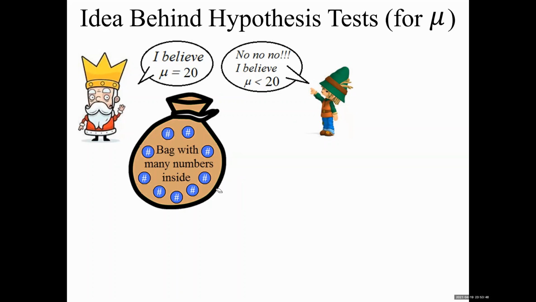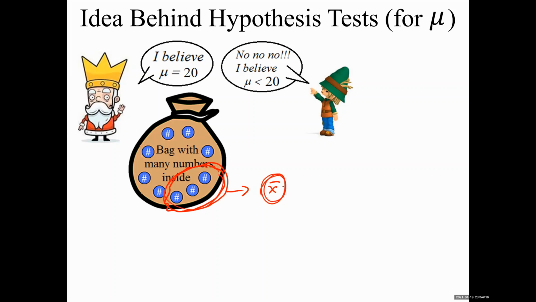What you do is you take a sample, meaning you're going to take some numbers out of this bag, and you're going to calculate the average of the numbers in your sample, which is called XBar. Remember, mu and XBar are both averages. What's the difference? Mu is the average of all the numbers in the bag. XBar is the average of just a sample of numbers from the bag, some of the numbers in the bag, not all of them.